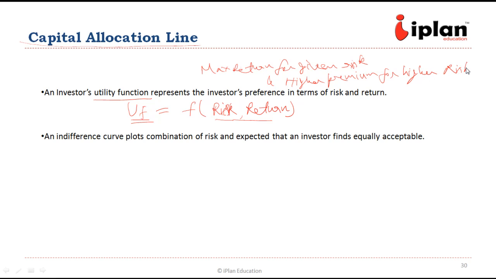So an individual investor might want multiple combinations of risk and return which will give the same utility to the investor. So an investor's indifference curve gives us the combinations of risk and expected return which give him the same amount of utility.